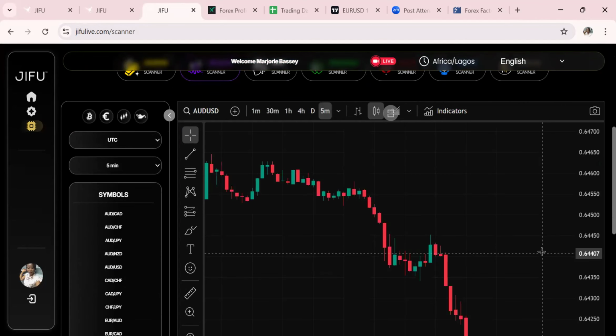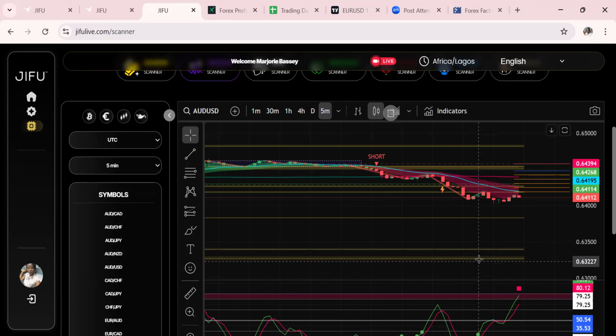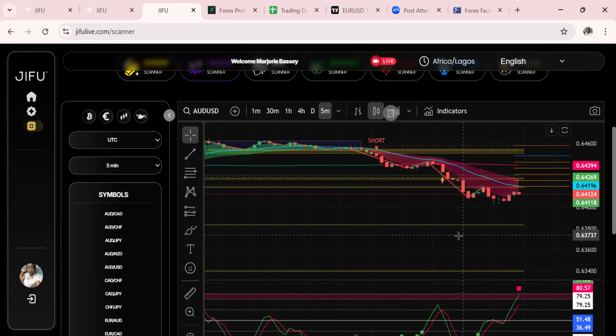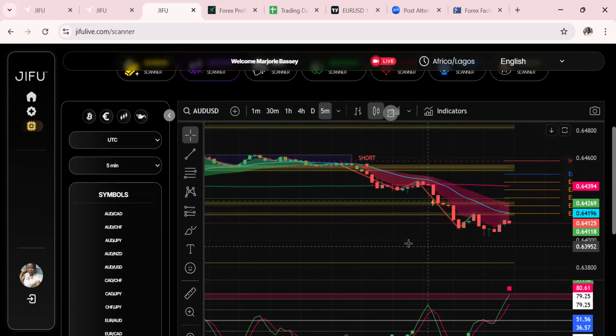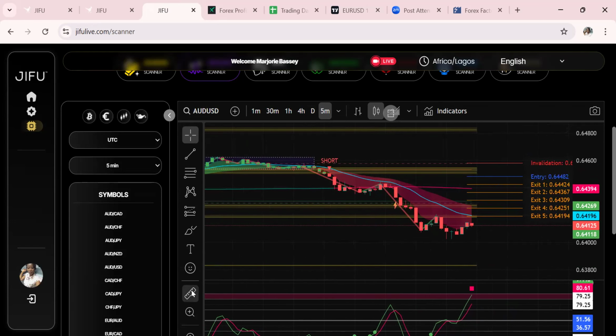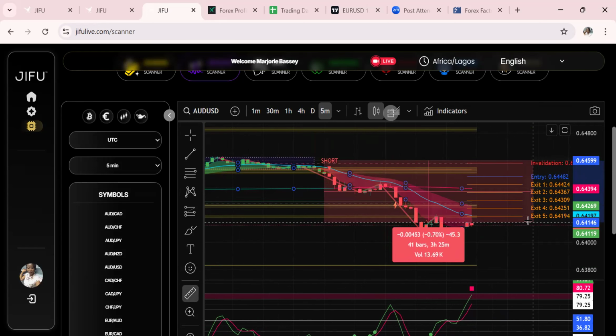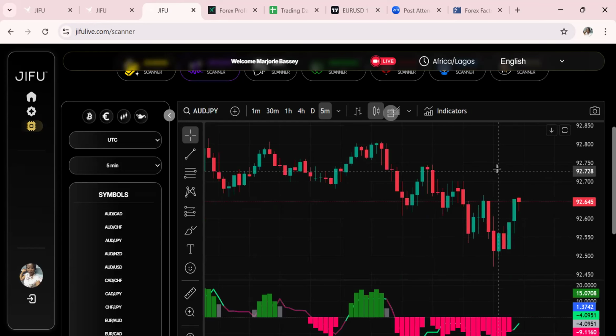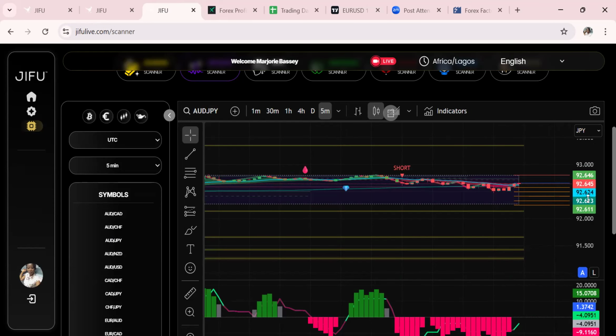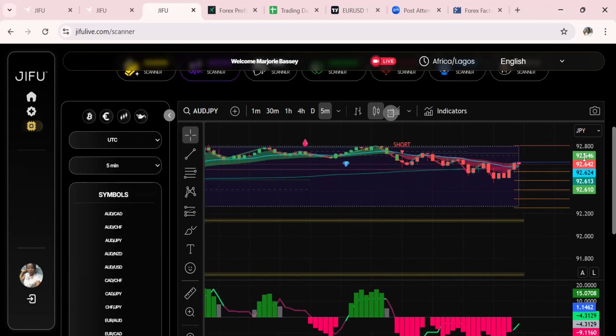Let's just see. What pairs do you trade, guys? While we are waiting for suggestions, guys, just look at this market. From the shorts, it hits exit 5 and even gave us almost 60 pips. 60 pips. That's AUD USD. So when I see people say, okay, this is AUD JPY.